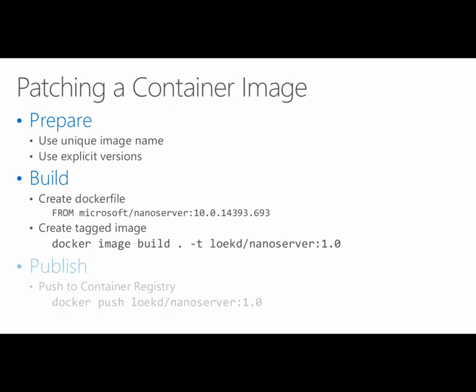Finally, I can publish my image to the Docker Hub, which is a container registry. I can do that by using the command docker push and provide it with the image name I just created. This will be the version of the image we are going to patch later.